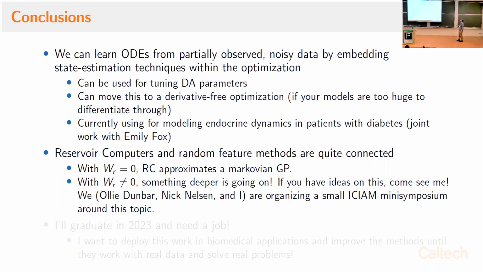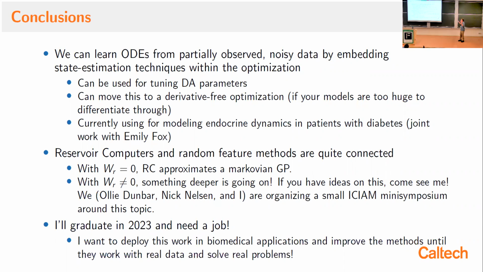Reservoir computers and random feature methods are connected with WR equals 0. We're actually just approximating a Markovian model, like a Markovian GP. When it's not 0, something else is going on. We're actually organizing a small ICIAM symposium with Ali Dunbar and Nick Nelson to talk more about this. So there's another random feature, maybe on a Banach space, that's going on when WR is non-zero. So we want to get people to answer this for us. And yeah, I'm going to need a job soon. I really would like to apply a lot of this in biomedical contexts, and also still work on these foundational things and combine that work.